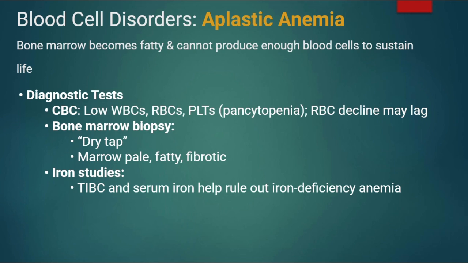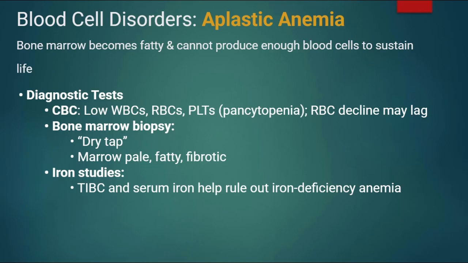In a healthy patient, bone marrow should be red and active, filled with developing cells. In aplastic anemia, the biopsy may result in what's called a dry tap, meaning very little marrow is aspirated because it has been replaced with fatty or fibrotic tissue. On exam, the marrow often appears pale, yellow, and fatty instead of red and cellular.